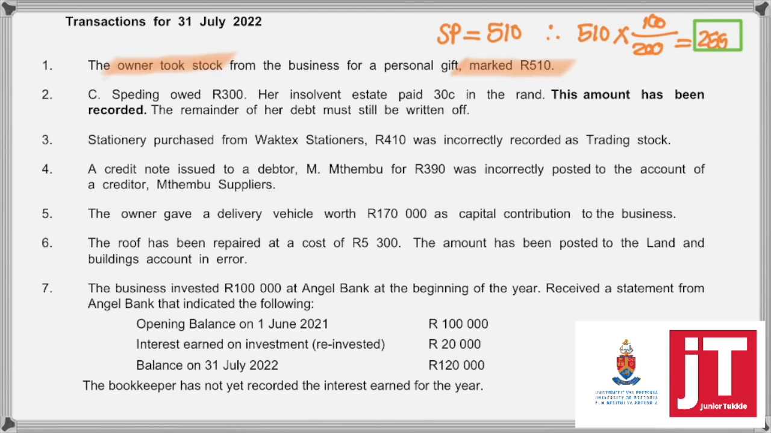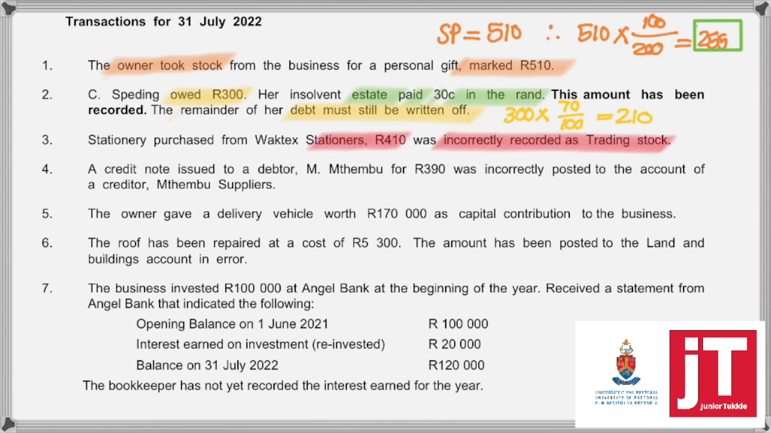Then, transaction number 2, C. Spedding is owed 300 Rand and her insolvent estate paid 30 cents in the Rand. This amount has been recorded. The remainder of the debt must still be written off. So, if she owed 300 Rand and her estate paid 30 cents in the Rand, it means that she still owes 70 cents. So, we have to still write off 70 cents, so 70%. So, 300 times 70 over 100 is 210 Rand that must be written off.